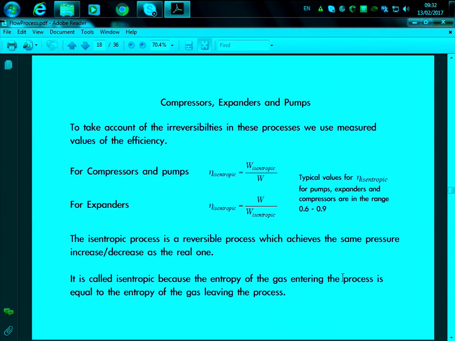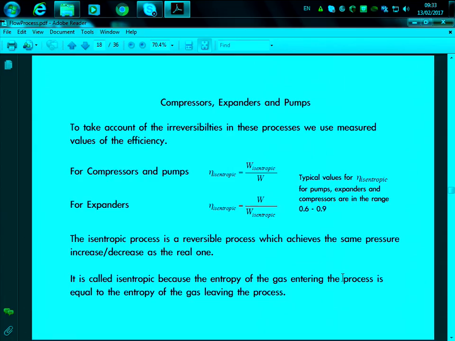So these values of efficiencies for the compressor and pumps, as well as the expander, are measured relative to a reversible process. Yes, but it helps us obtain the actual real work that we will need or we will produce. Is that clear?